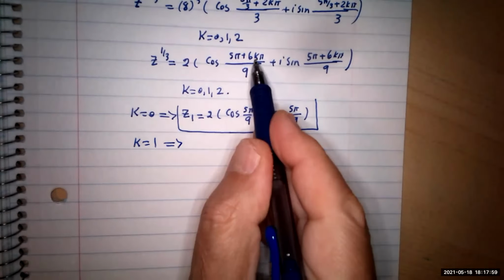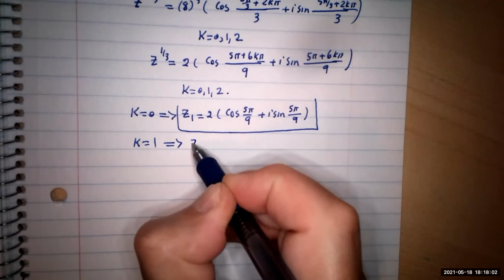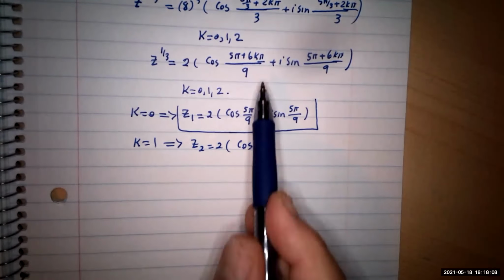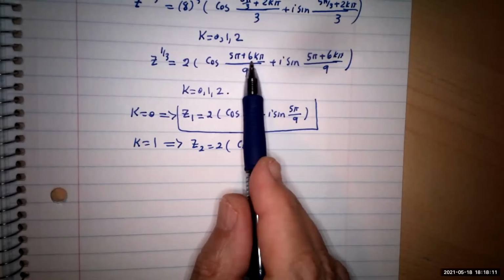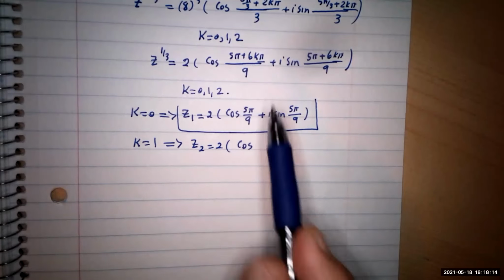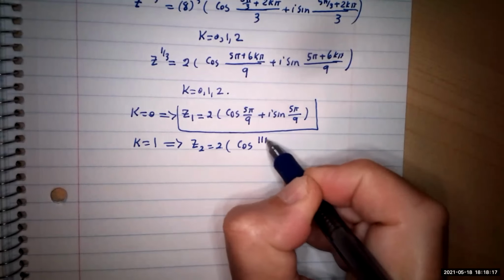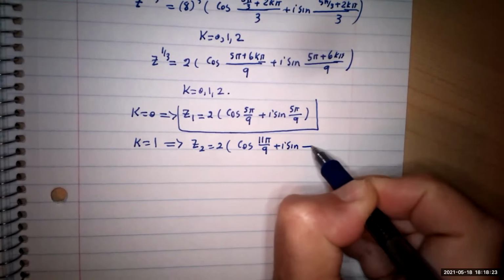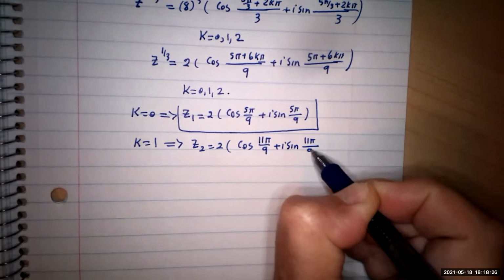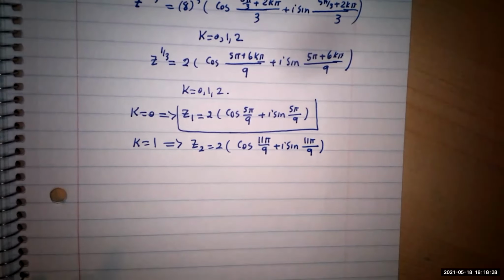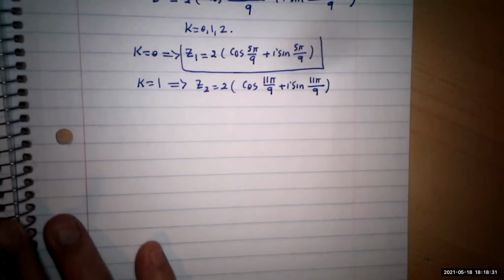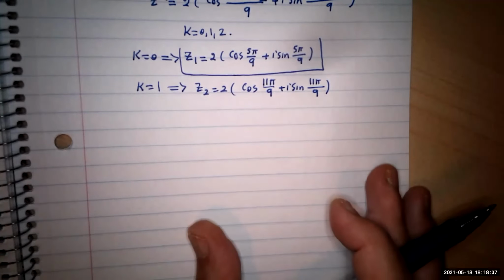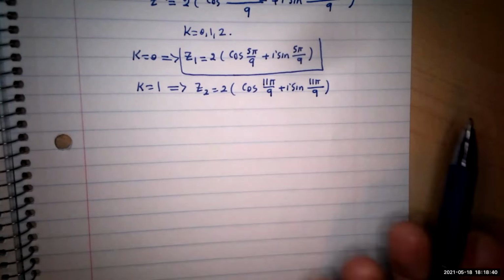So k equal to 1. If you put k equal to 1, your z2 would be 2 times the cosine of, with k equal to 1, that gives you 6 pi and 5 pi. 6 and 5 is 11, so 11 pi over 9, plus i sine of 11 pi over 9. You can simplify it if you like, but we cannot find the exact number, because 11 pi over 9 is pi plus pi over 9.